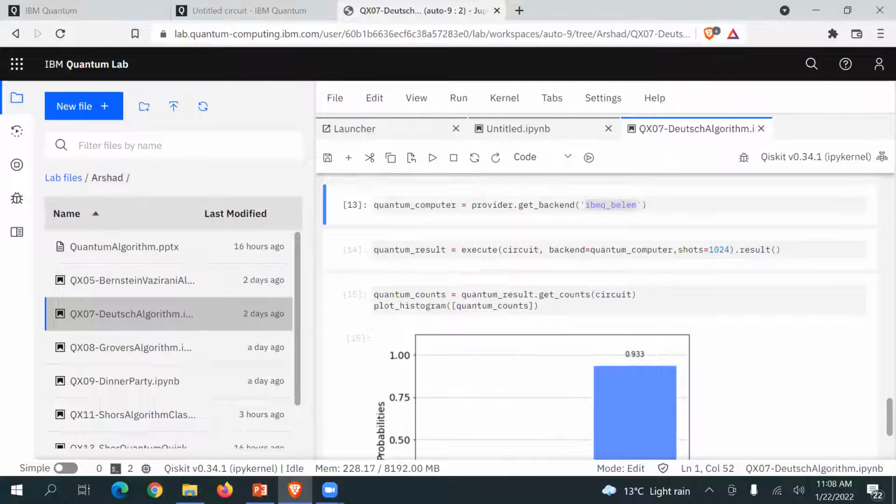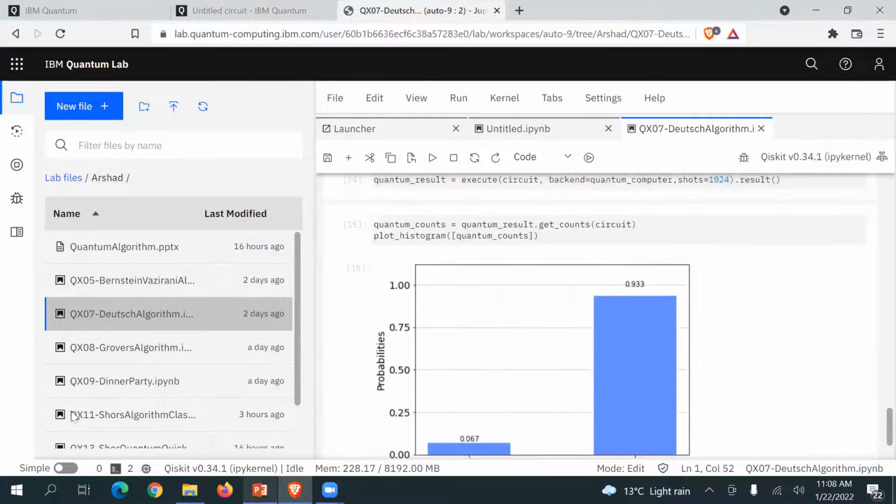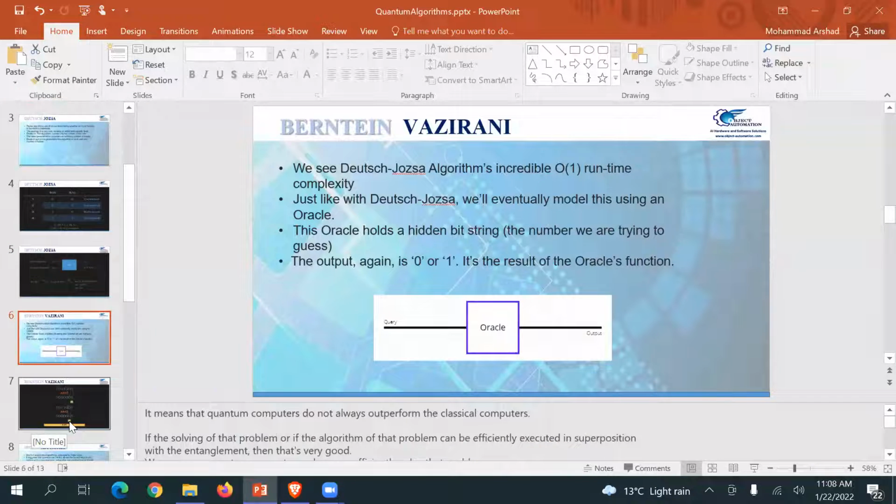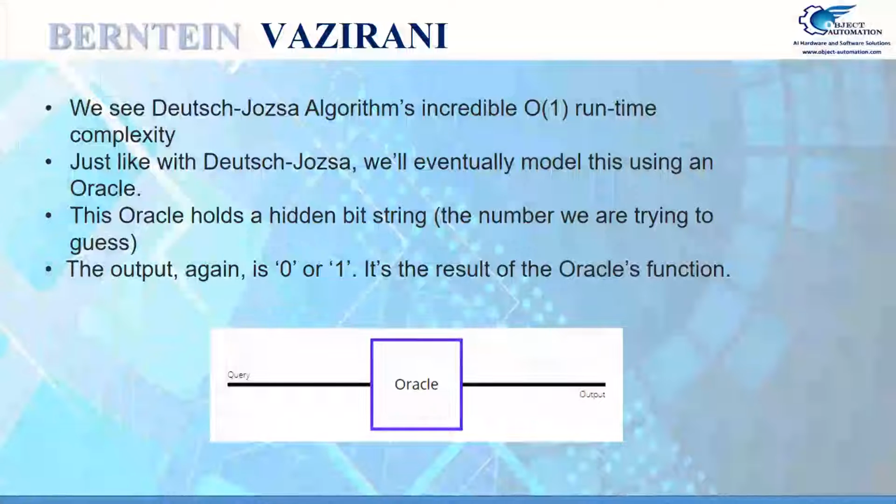Now coming to the Bernstein-Vazirani algorithm. So this is another algorithm to guess, let's say, take an example, to guess a number. If you are given a number and you want to guess what it is, how will it work?